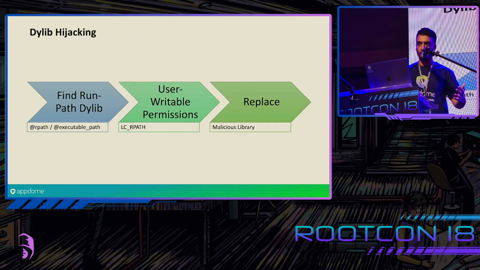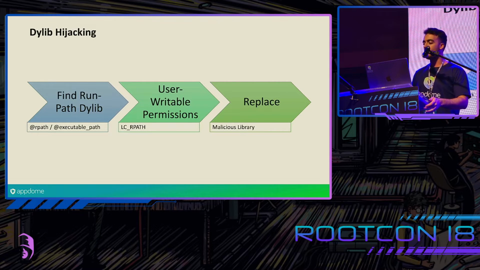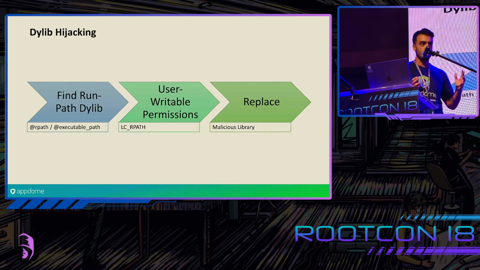And therefore, we can hijack dynamic libraries by only parsing the target binary, finding a library that is set with a run path, like rpath or executable path, making sure we have writable permissions, and replacing the existing library with our malicious one. And that's it. The hijack is completed.